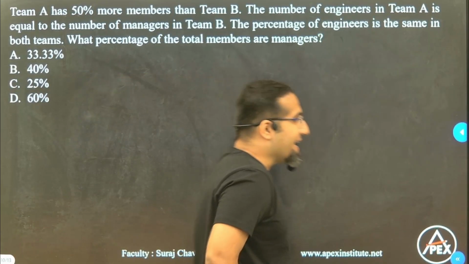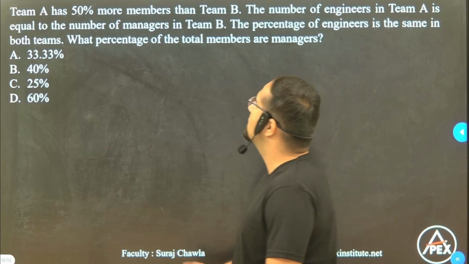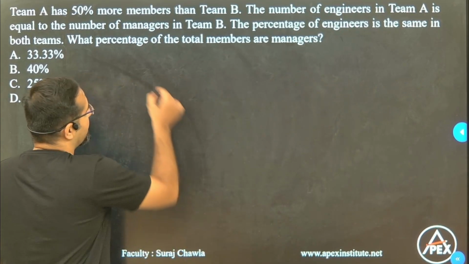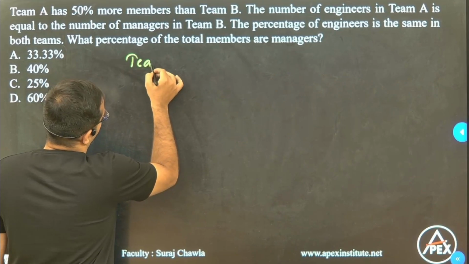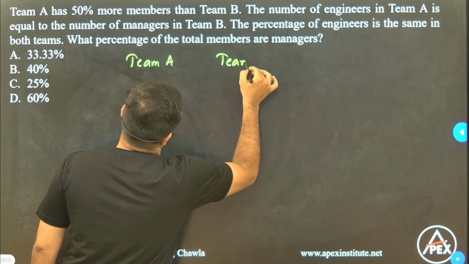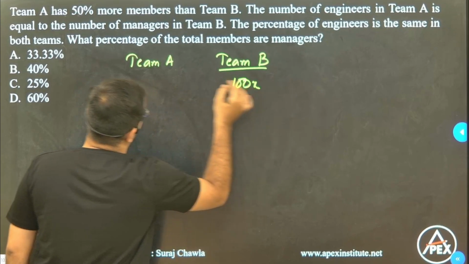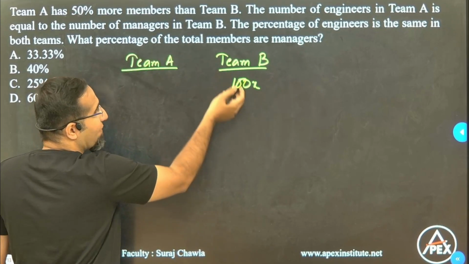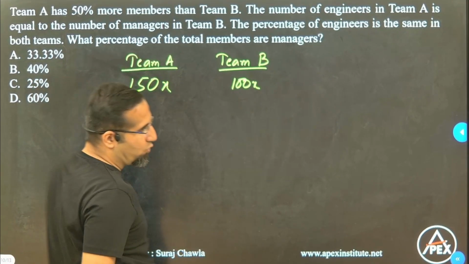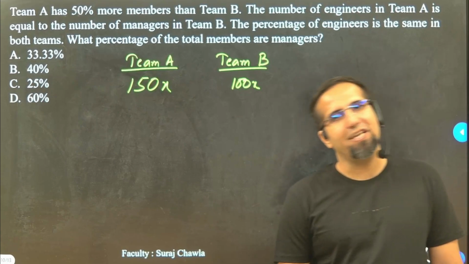Now team A has 50% more members. So team A has 50% more members than team B. So let's write this here. Team A, and let us go with team B. So if team B has 100x members, then team A will have 50% more. 50% more means 50x. So therefore team A will have 150x.